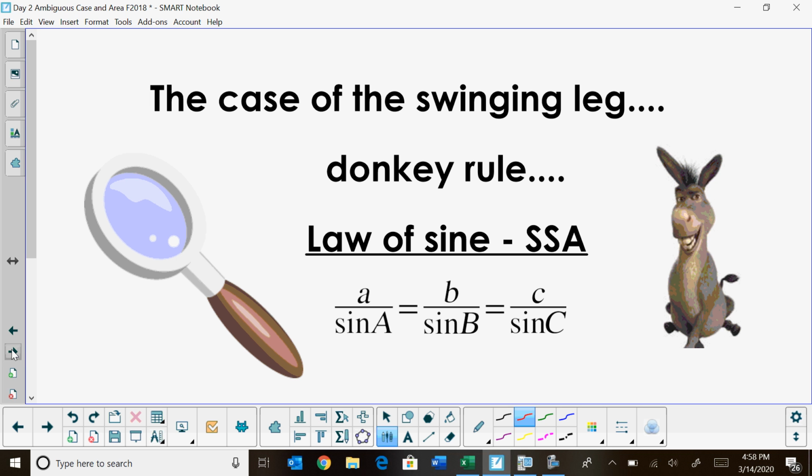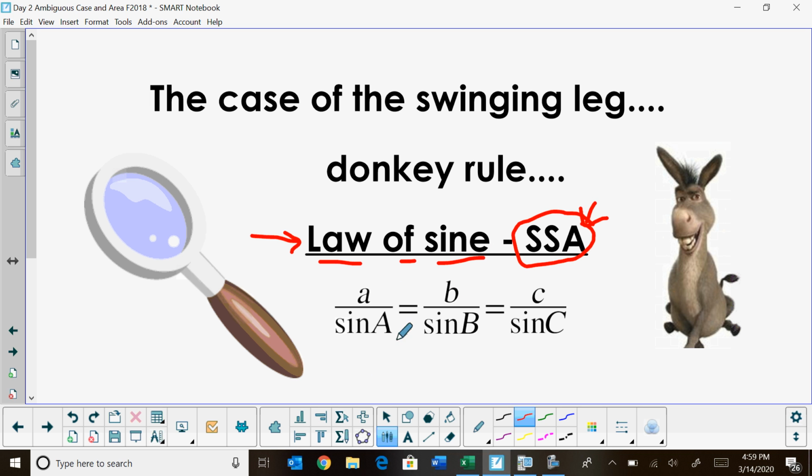Okay, so what are we covering today? We're covering what I call the case of the swinging leg. I also call it the donkey rule with our triangles. What do we mean by donkey rule? Well, the SSA, or an angle given two sides. If you have an angle followed by two sides, or two sides and a non-included angle, we're going to use the law of sine to solve that.